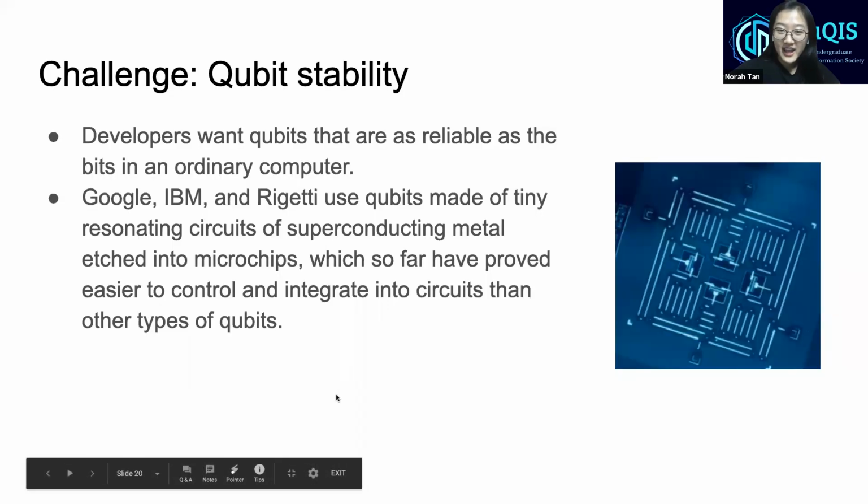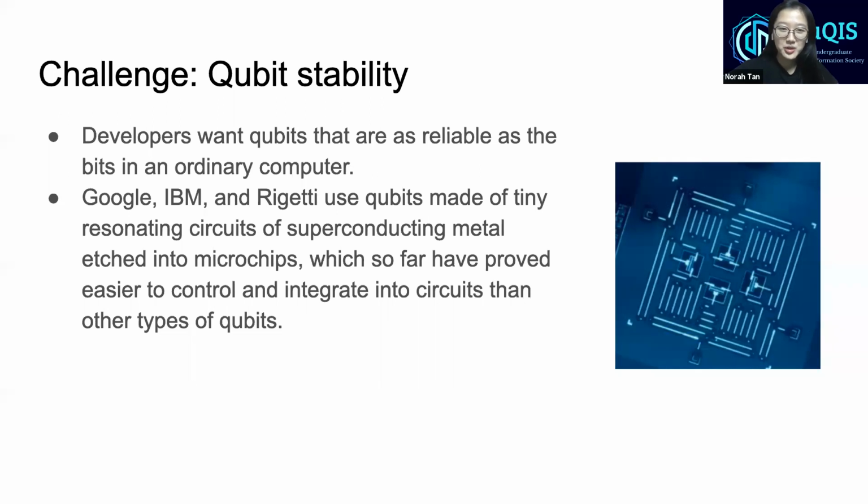But on the other hand, it is far from enough to only have 1,000 qubits when your qubits are not stable at all, which means the error rate is going to be super high. Developers want qubits that are as reliable as a bit in an ordinary computer. Most quantum algorithms require the qubit to maintain its state as long as possible to make the calculation right. However, real qubits are far less stable.